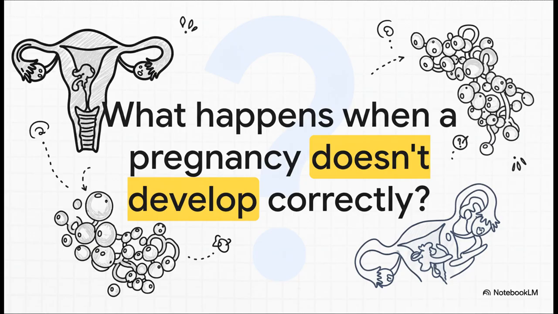We tend to imagine pregnancy as this pretty straightforward A to B process. But what happens when it doesn't go according to plan? What if the very cells that are supposed to build the placenta, the life support system for the baby, start to grow in a really abnormal way? That question is at the absolute heart of what we're talking about today.